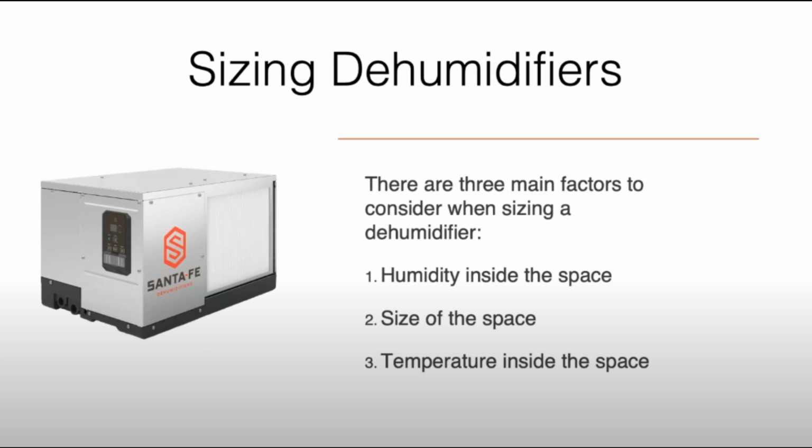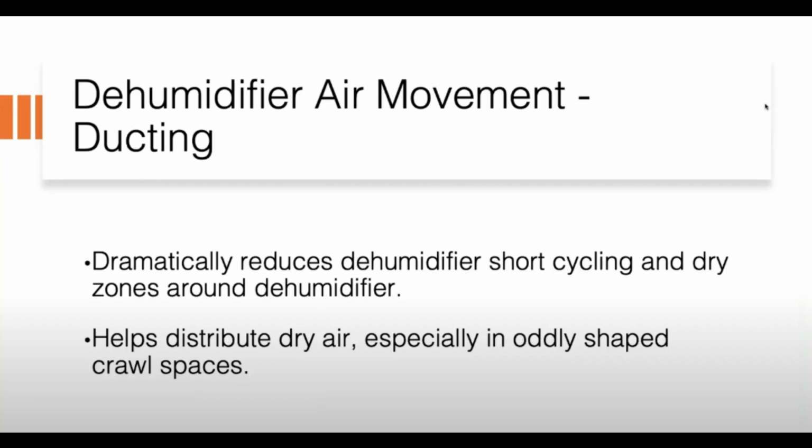Dehumidifier air movement ducting. I highly recommend that dehumidifiers on the exhaust or the supply side be ducted with flex duct away from the dehumidifier. This will dramatically reduce the short cycling on the dehumidifier because we're not creating this microclimate where the RH sensor and dehumidifier is being affected by the dry air coming out of the back end of it.